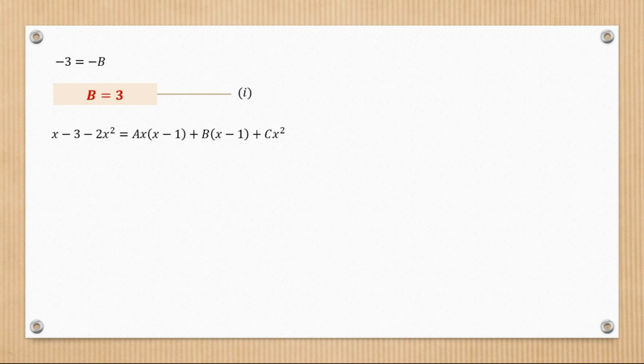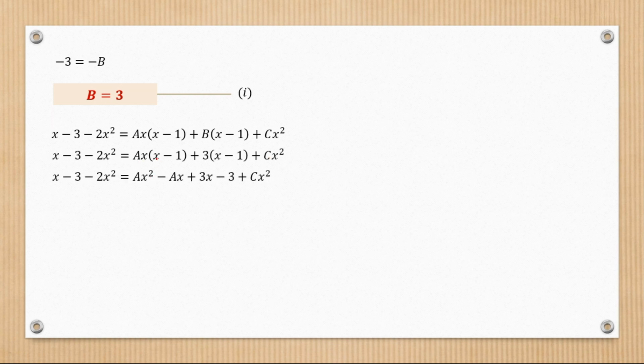Since I know what b is, I can still find a and c by comparing the coefficients. So I'm going to solve, and where there is a b, I'll place a 3. And then next I'm just going to open brackets.